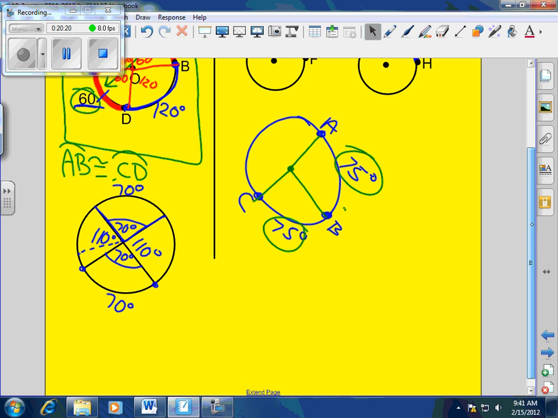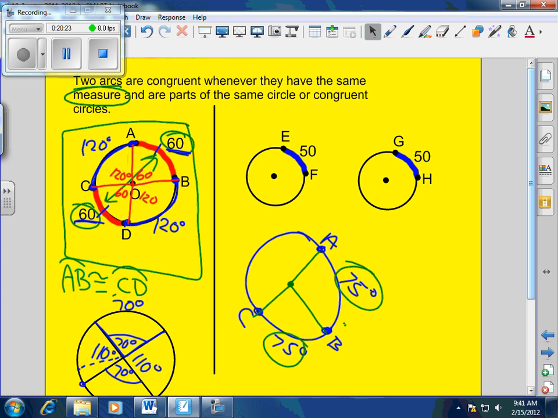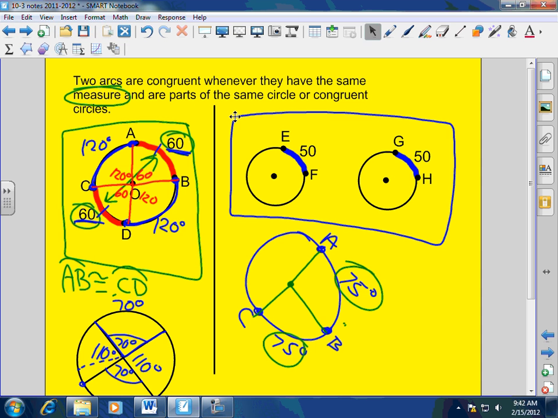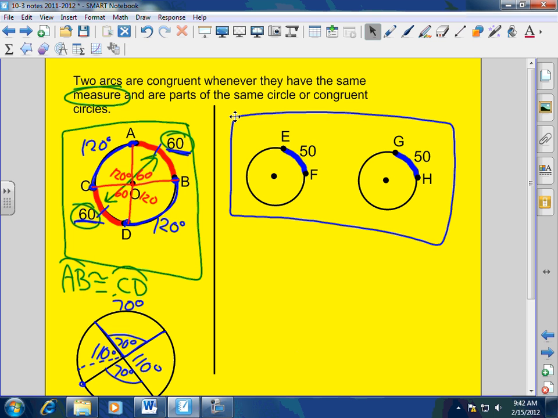Now, two arcs are congruent whenever they have the same measure and are parts of the same circle or congruent circles. Just like here, in this particular case, I can say that arc EF is congruent to arc GH. Why? Let's say this is X and this is X. If the radii are congruent in two circles, that means the circles are congruent.